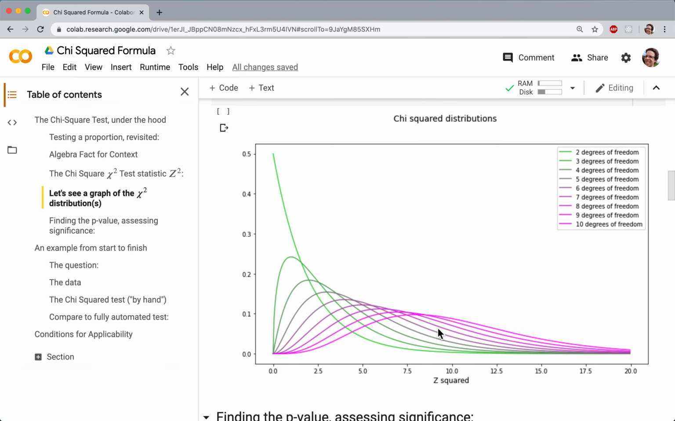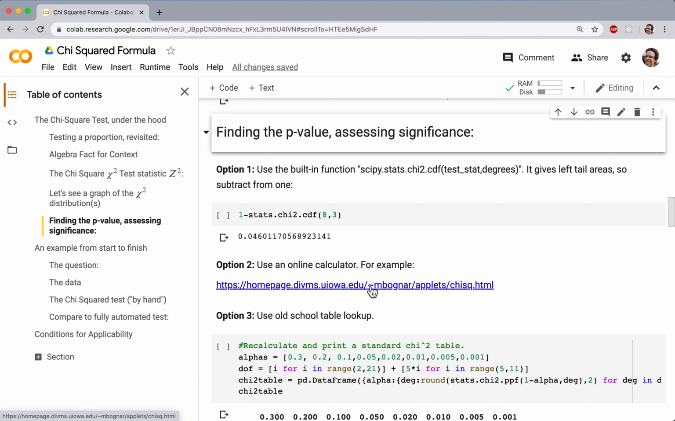Now, how do we do that? Well, there are several different ways to do that. And they all basically amount to how we are actually going to calculate that right tail area on this new crazy distribution and get a p-value.